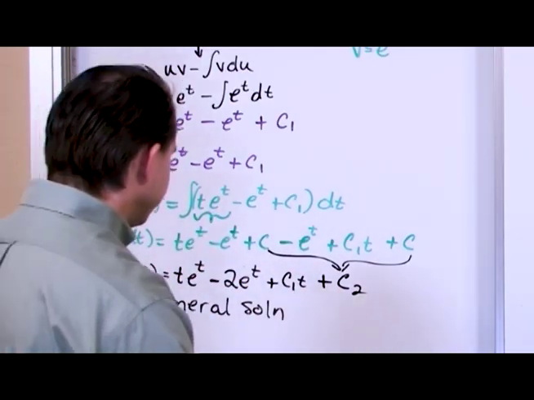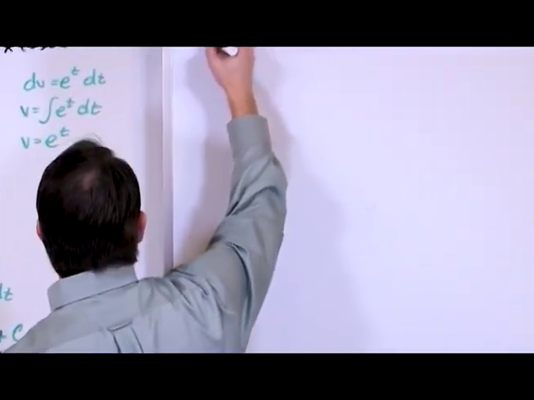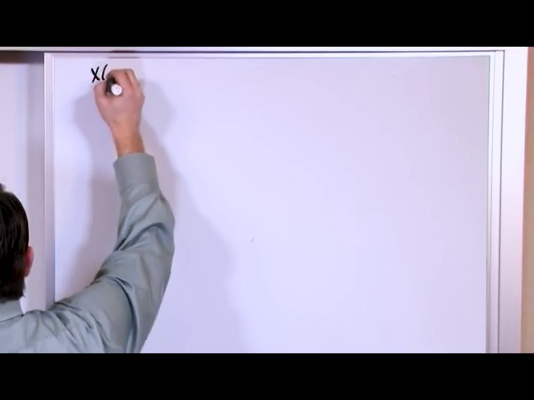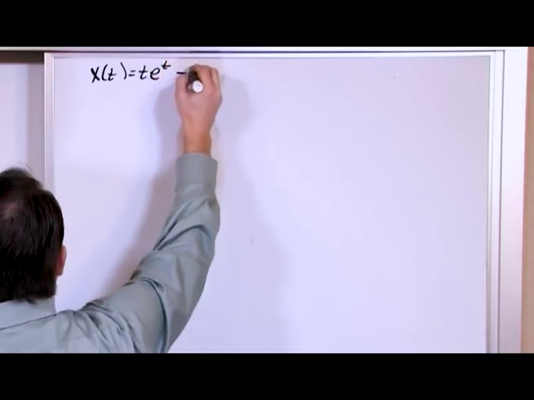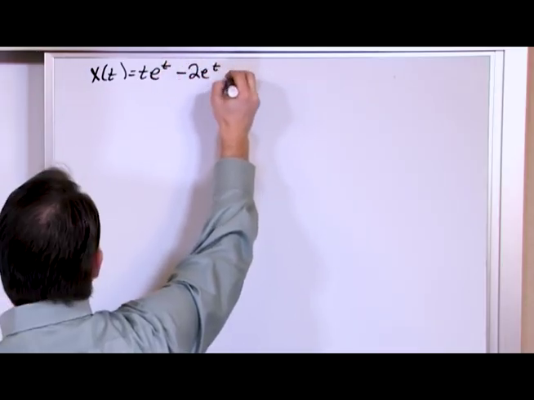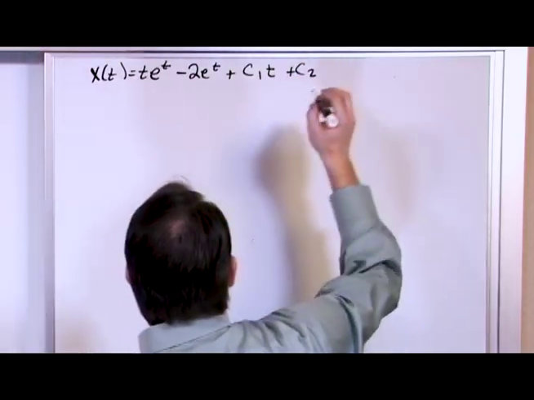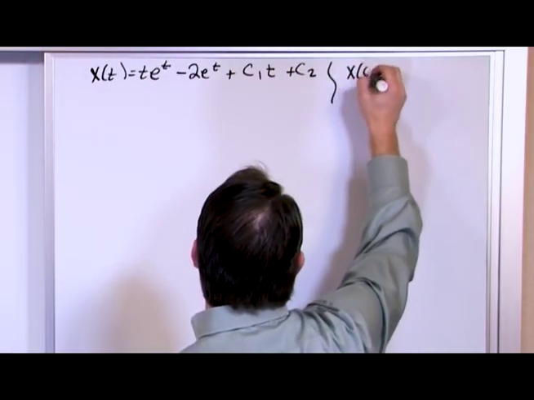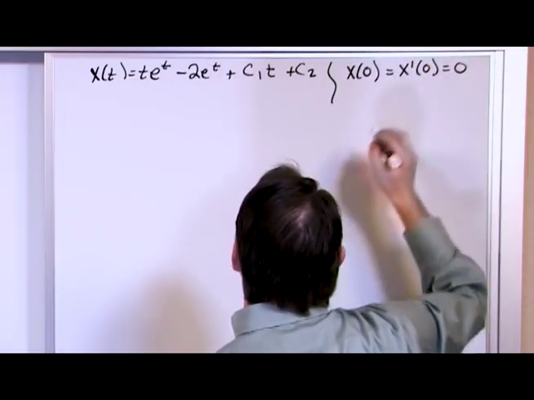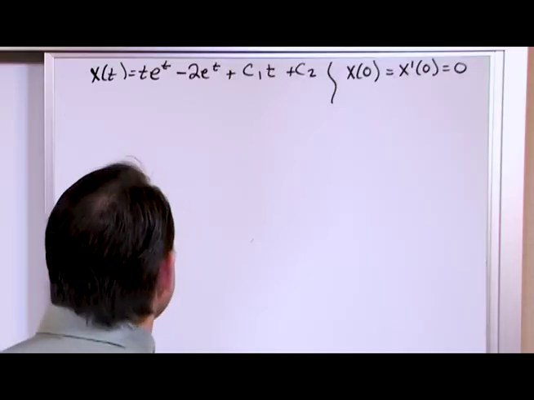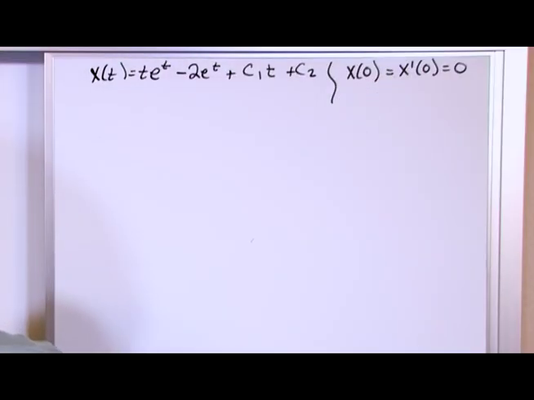In our case, our initial conditions are given. So let me write down the general solution again: x of t is equal to t e to the t minus 2e to the t plus c1t plus c2. And the initial conditions are x at time 0 is equal to the velocity at time 0 is equal to 0. So everything's basically not moving at the beginning, just like last time. So let's go ahead and use this one and plug it in there.